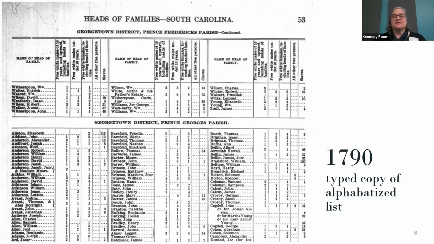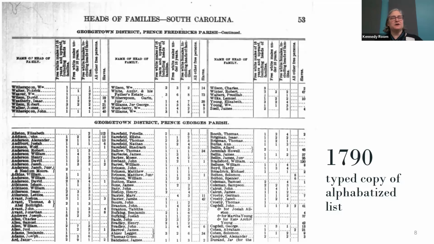So in 1790, what questions were asked? The first, it's the name of the head of household. The first column is free white males of 16 and over, including the heads of family. The second column is free white males under 16 years old. And then the third column is free white females, including heads of family.